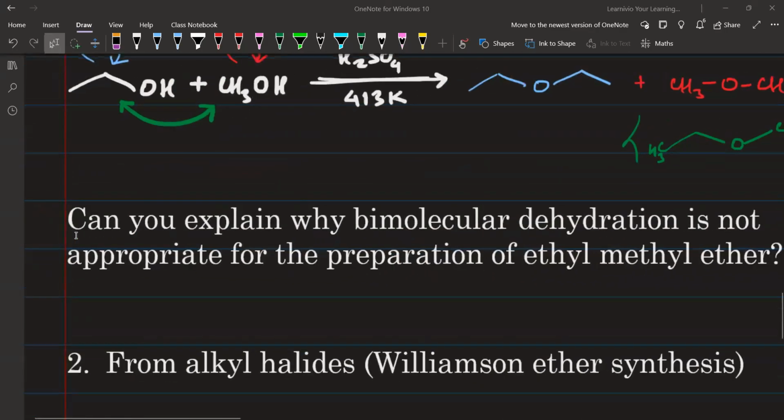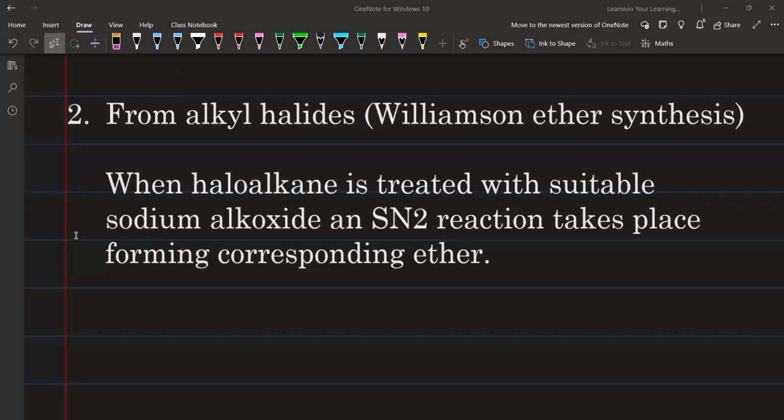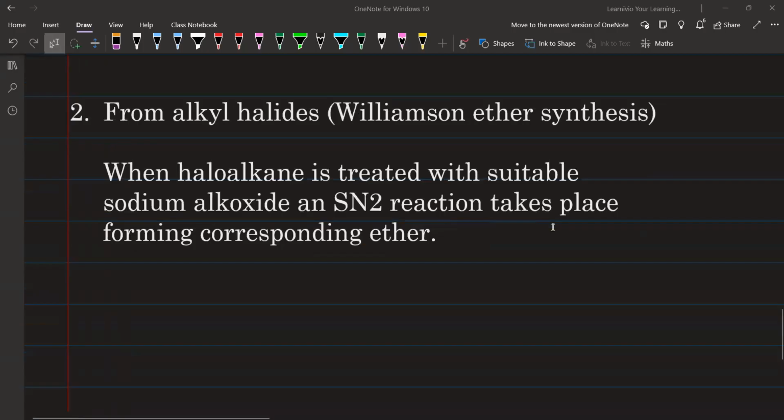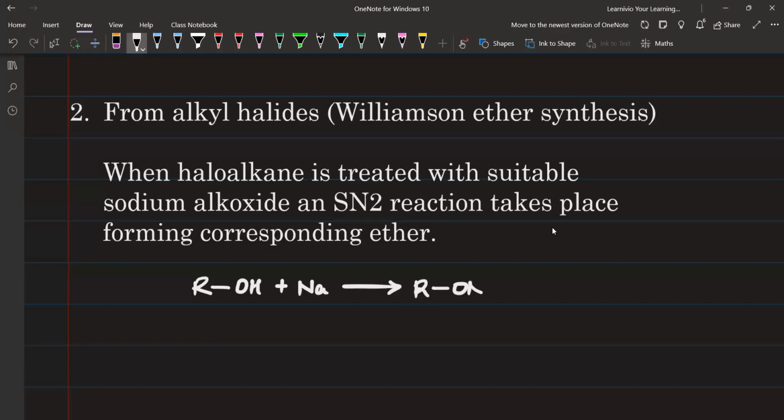So in this case, we have to first understand what the reactants are. The product we will get is an ether, but what are the reactants? So you see haloalkane is treated with suitable sodium alkoxide. Now this is something new that we have not heard of. What is sodium alkoxide? We have seen that when you react alcohol, that is ROH, with active metals such as sodium, you get metal alkoxide. So you'll get RONa. The hydrogen will be replaced by sodium, and here you will get H2 gas.